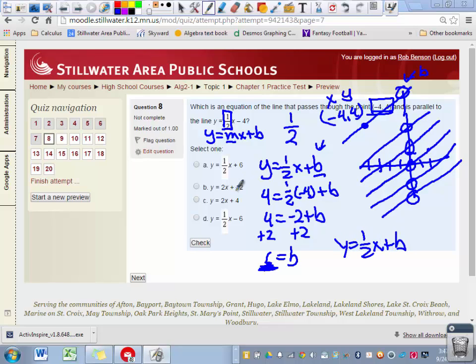Is there one like that here? 1/2 x minus 6, and oh, so it's that top one. I was trying to get you with this one on the bottom, wasn't I? Tricky me. Tricky me.